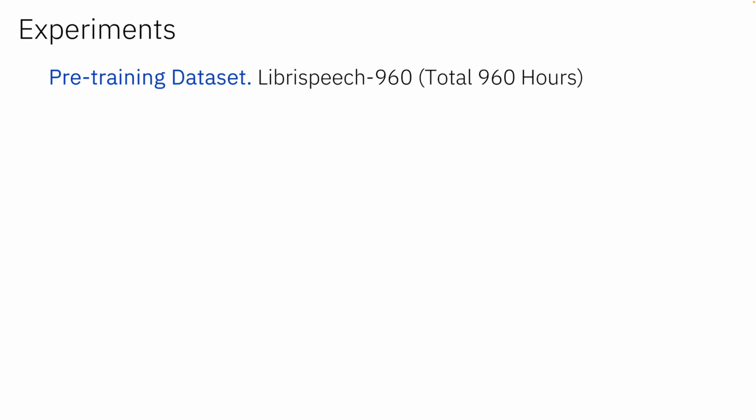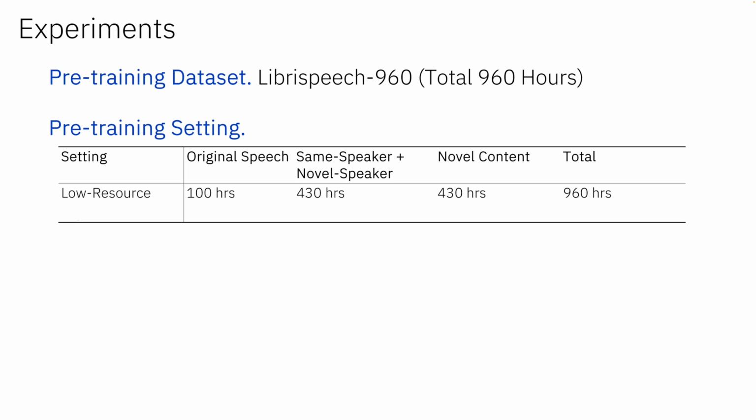To test the performance of DiffS4L, we use the LibriSpeech 960 as the pretraining dataset, which contains 960 hours of unannotated speech in English. We consider two pretraining settings. In the low resource setting, we sample only 100 hours of real speech, then augment it into 960 hours by synthesizing 430 hours of same speaker and novel speaker speech, which are level 2 and level 3, and 430 hours of novel content, which is level 4.